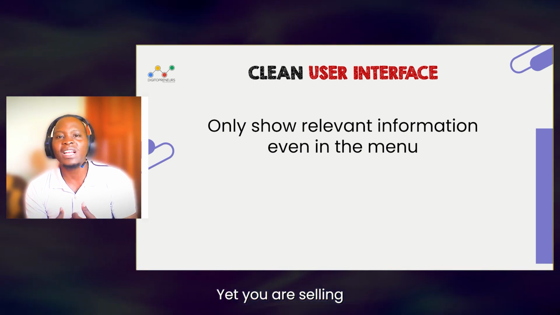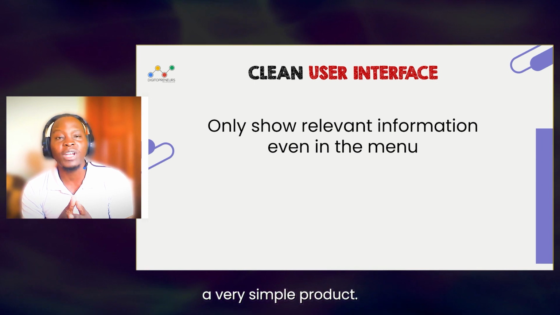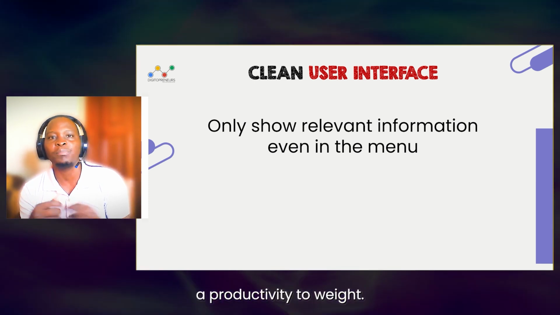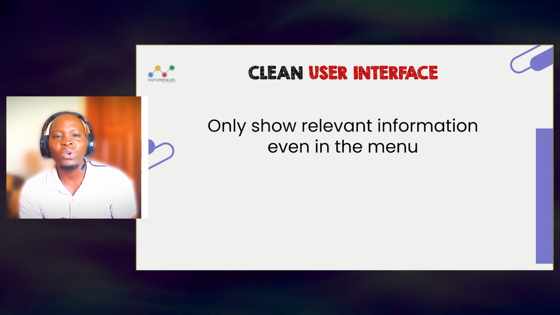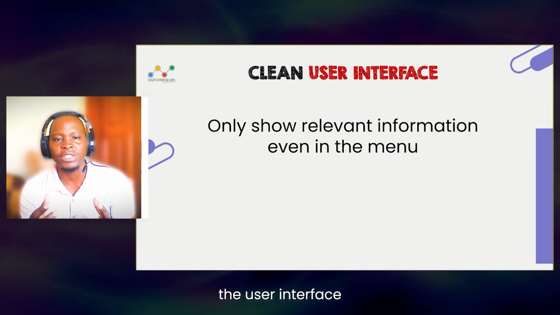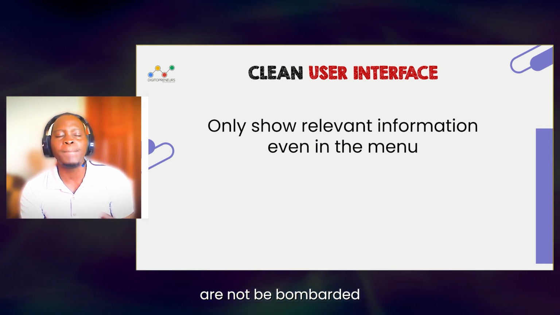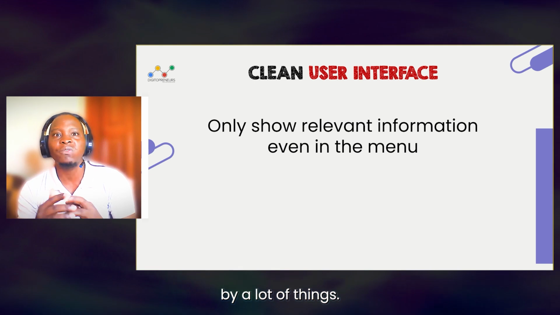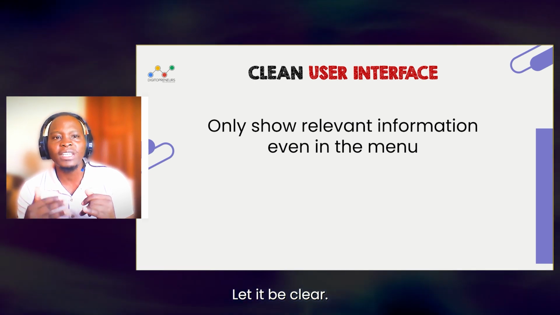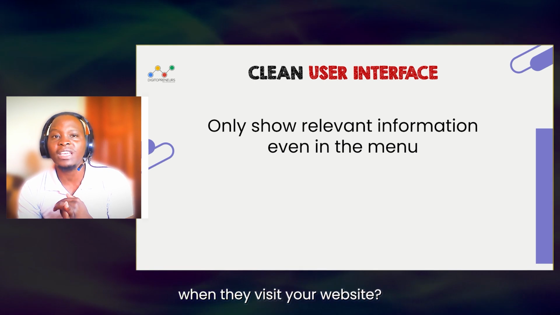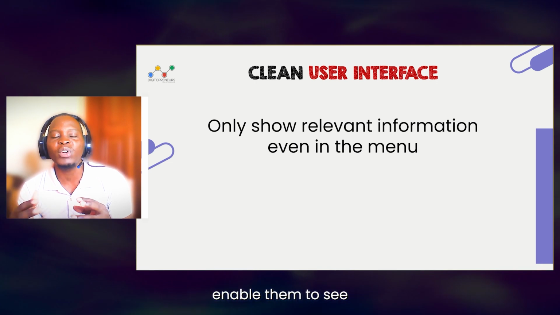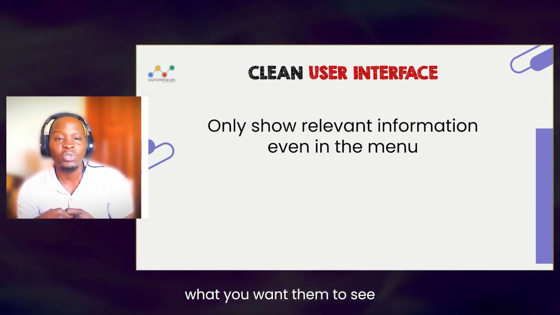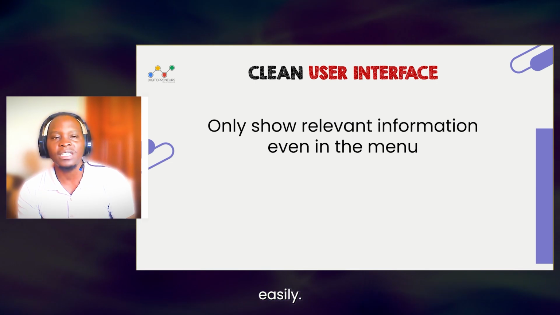Yet you are selling a very simple product. You're selling, like we said, a productivity tool. Why do you have all these things there? Okay, have a simple menu. Then even on the user interface, let the visitor not be bombarded by a lot of things. Let it be clear. What do you want them to see when they visit your website? All right, and then let the interface enable them to see clearly what you want them to see, so that they take action easily.